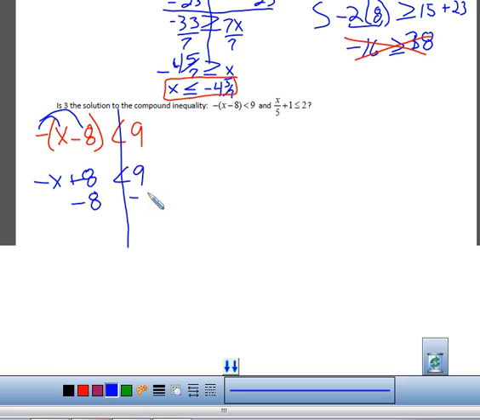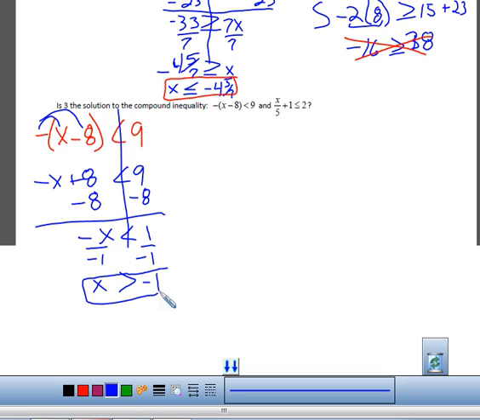I'll subtract 8 from both sides. You could have added x to both sides, and I'll show you why that might have worked well in a moment. Again, negative x is less than 1. You're not done because we don't want negative x. I'm going to divide both sides by negative 1. You could multiply by negative 1 if you want. But because it's a negative, I have to flip my inequality, and I get x is greater than negative 1. Okay? So here's one part of our compound inequality. X is greater than negative 1. Is 3 greater than negative 1? Yes, it is. So far it's true.